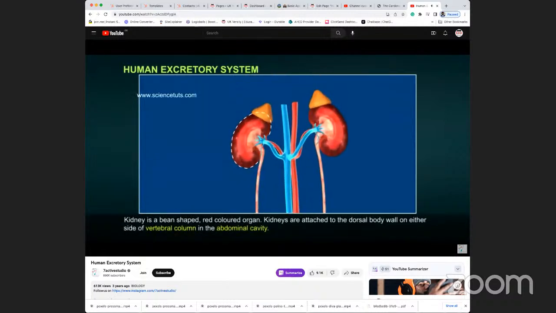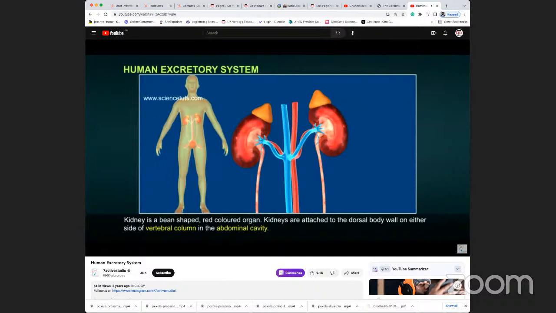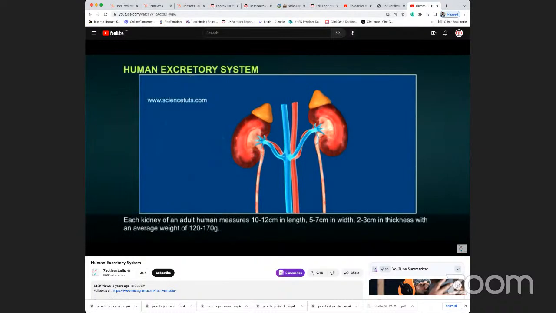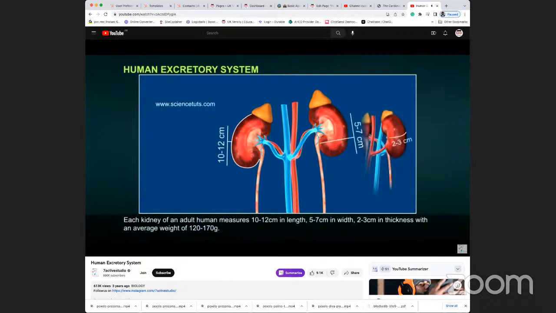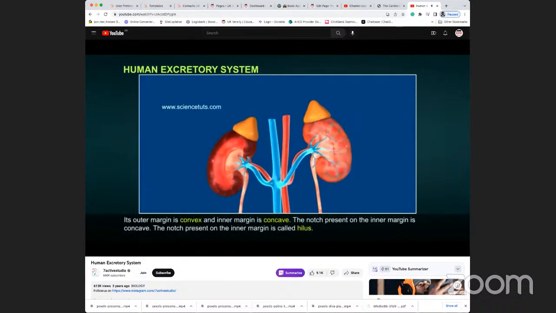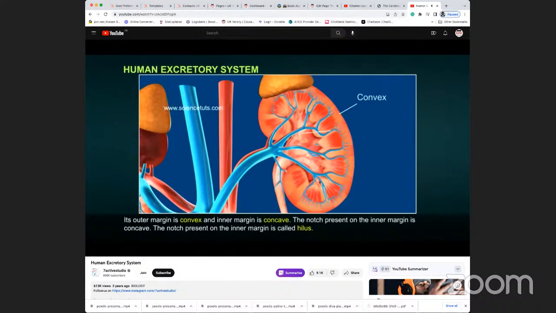Kidney is a bean-shaped, red-colored organ. Kidneys are attached to the dorsal body wall on either side of vertebral column in the abdominal cavity. Each kidney of an adult human measures 10 to 12 centimeter in length, 5 to 7 centimeter in width, 2 to 3 centimeters in thickness, with an average weight of 120 to 170 grams. Its outer margin is convex and inner margin is concave.